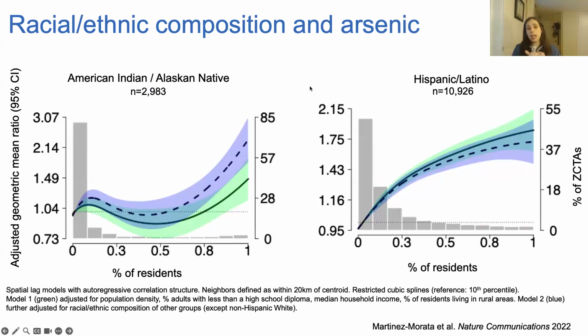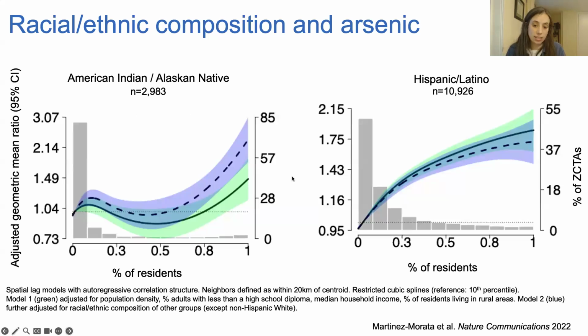We've done a lot of work looking at racial ethnic composition and other inequities in water contaminant exposures. This is at the ZICTA level, but it's really mirroring an earlier paper we did at the county level. In this example, we're looking at associations between racial ethnic composition and the concentration of arsenic in regulated public water systems. Consistently, we've done this analysis at the county level, the ZICTA level, the tract level, and the water system level, and we see the same associations: higher arsenic as the proportion of residents who are American Indian, Alaskan Native, or Hispanic Latino are also higher.